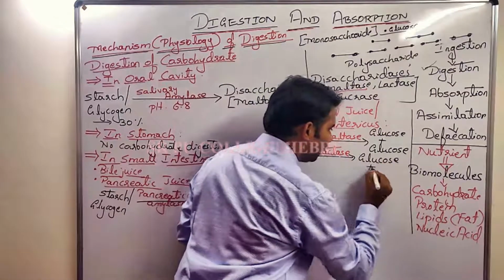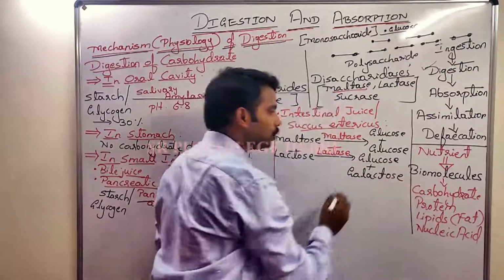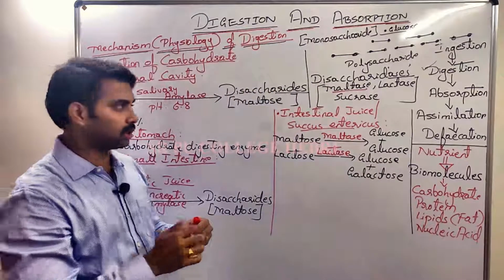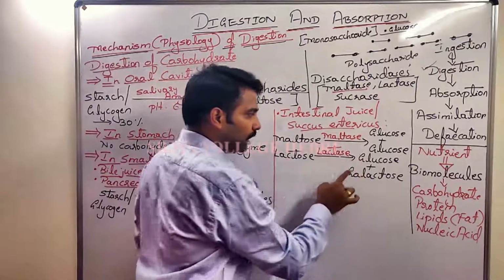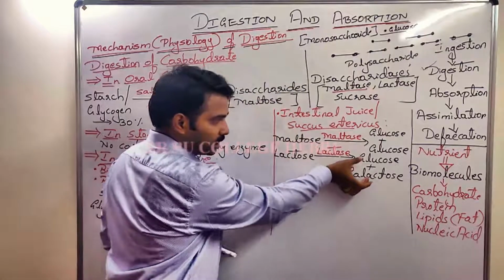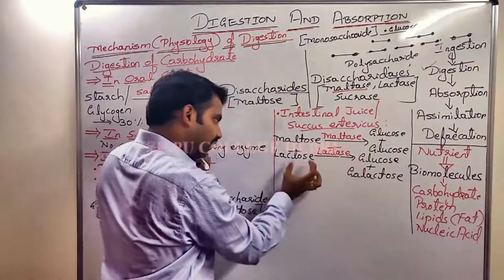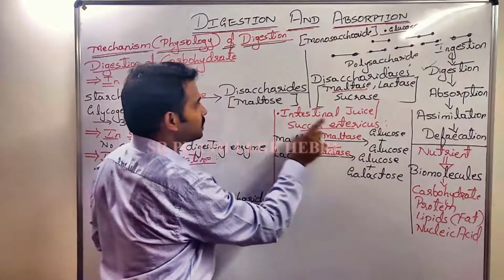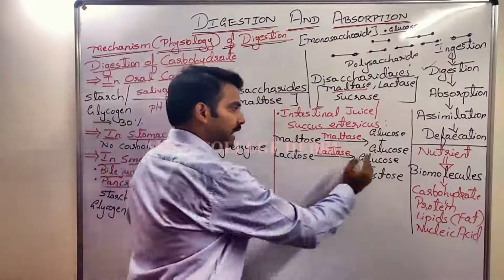Glucose plus galactose. So that means, dear students, one molecule of glucose and one molecule of galactose, when these two join, they form lactose. Lactose is a disaccharide. So that is the end product.